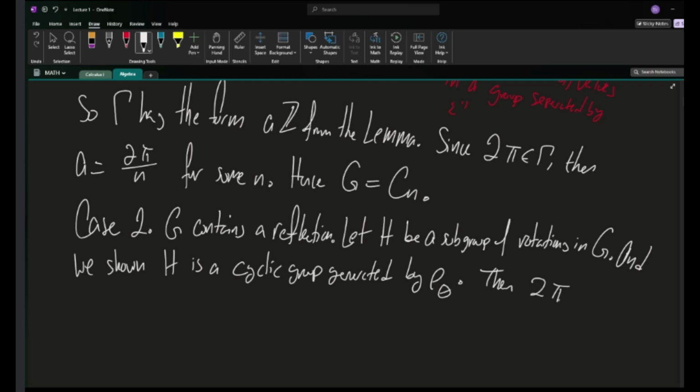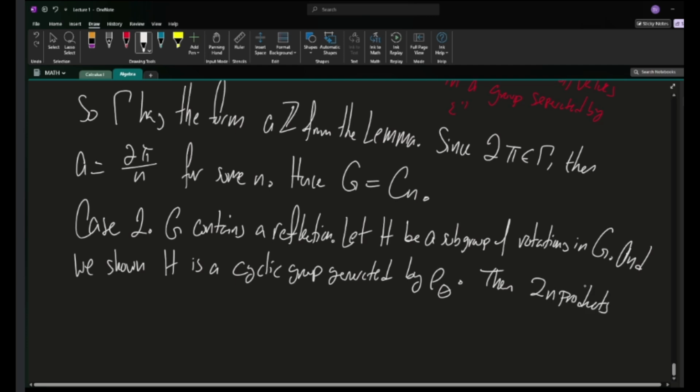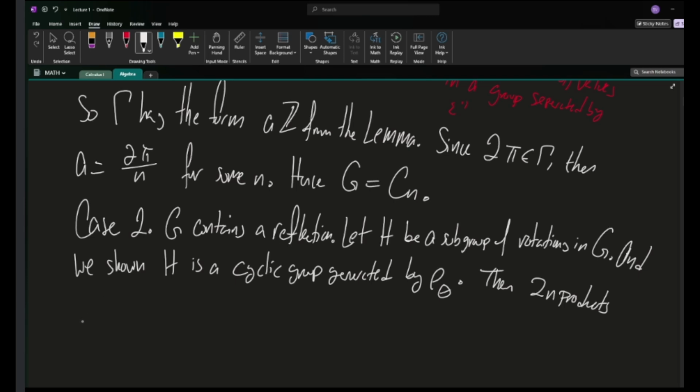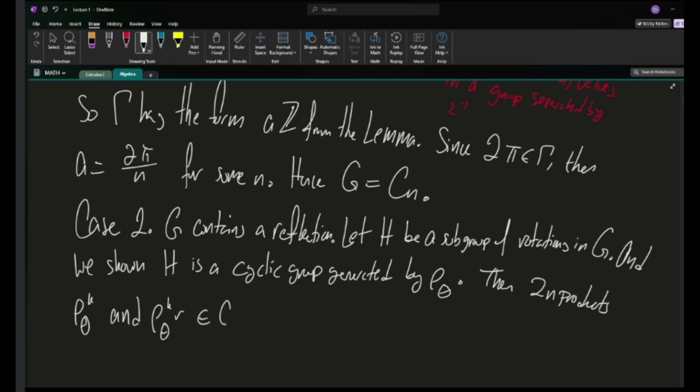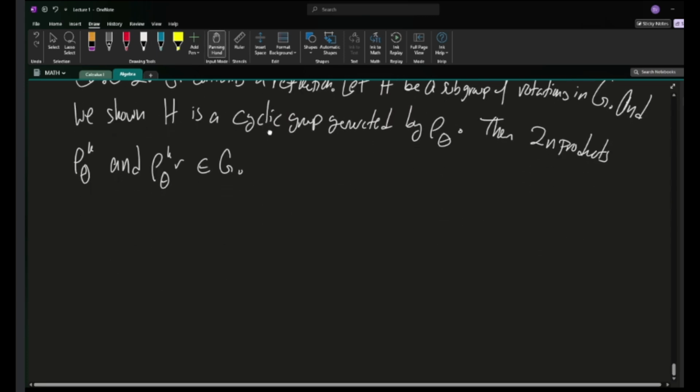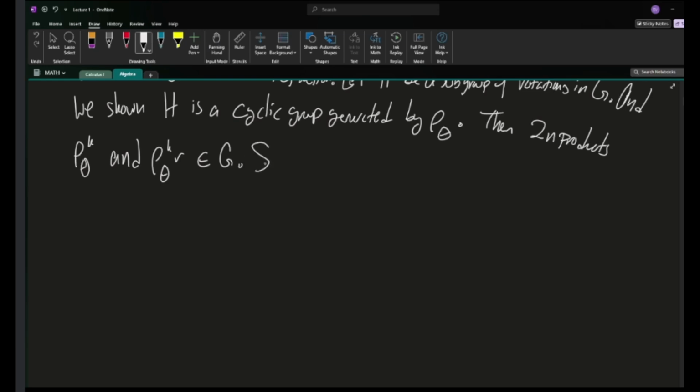Then the 2n products, rho of theta to the k, and rho of theta to the k times r, are in G. So G contains the group Dn.